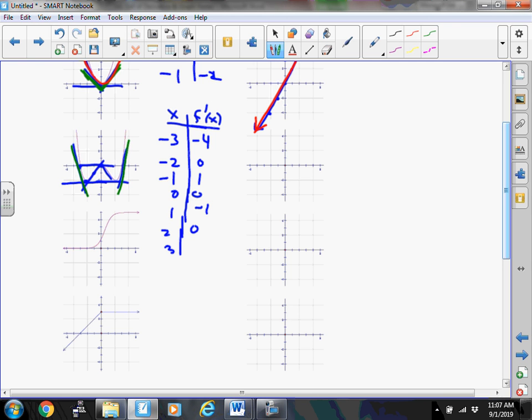Plot your points: negative 3, negative 4; negative 2, 0; negative 1, 1; 0, 0; 1, negative 1; 2, 0; 3, 4. Connect my dots. Observe that since the original curve was smooth, its derivative must also be smooth.